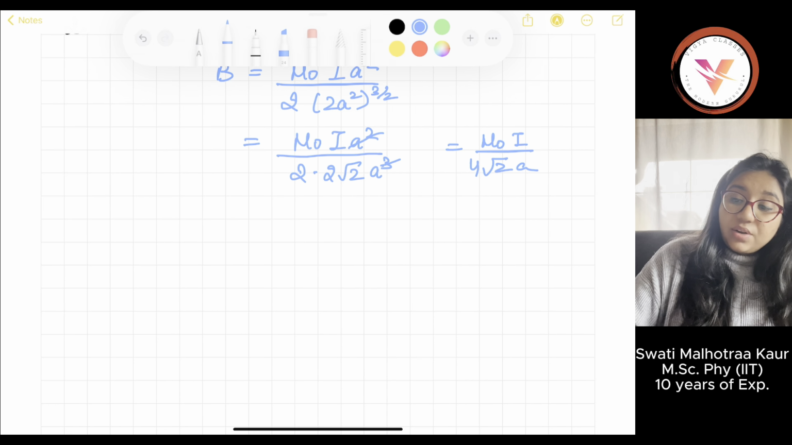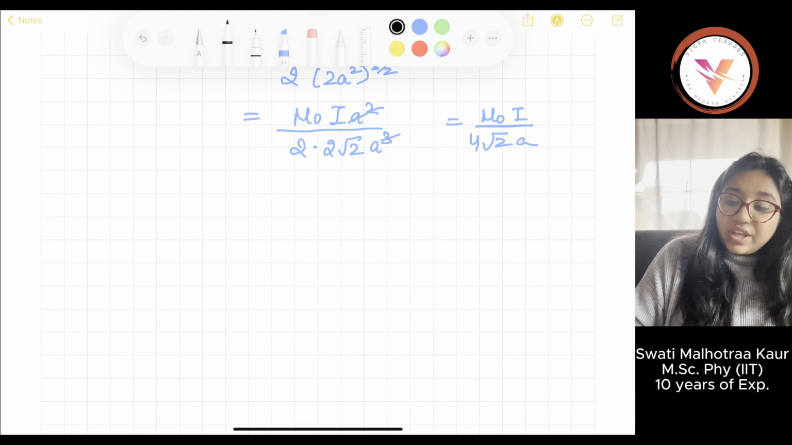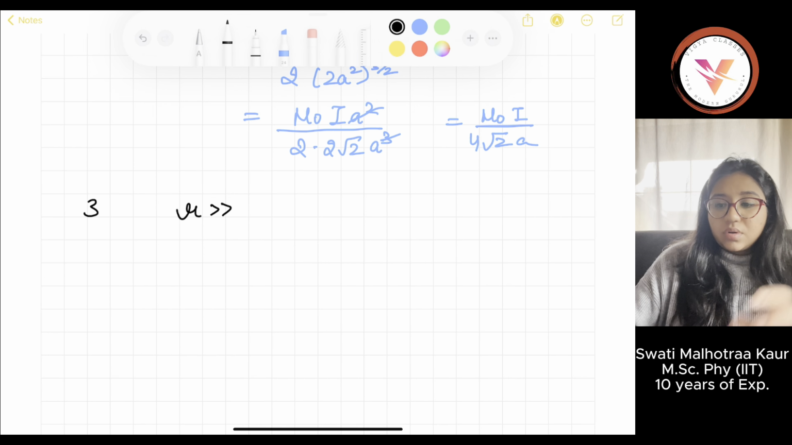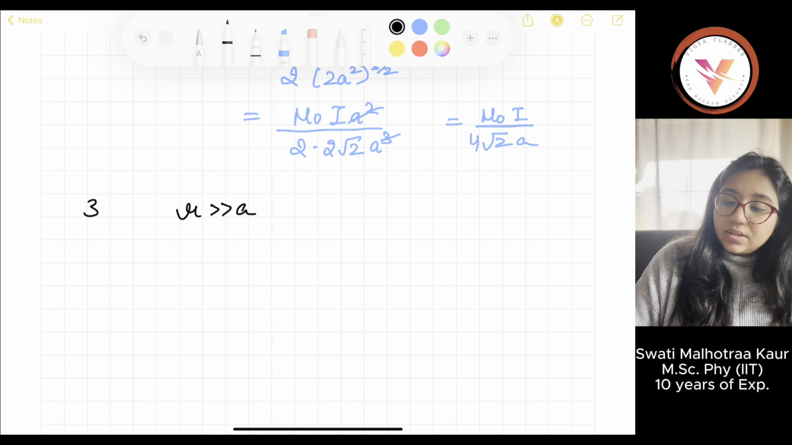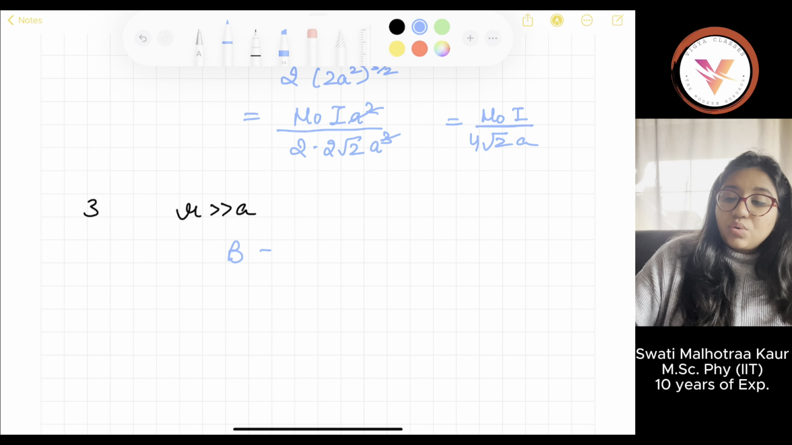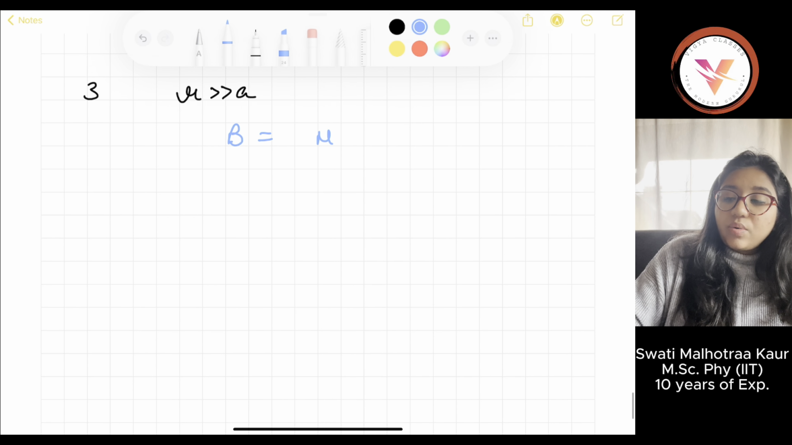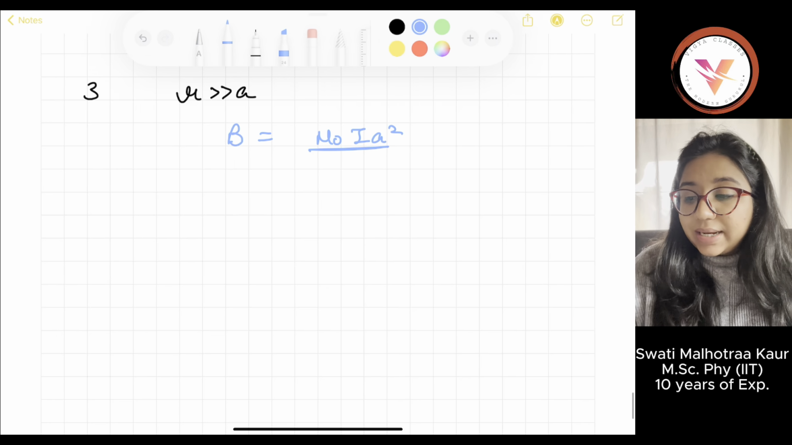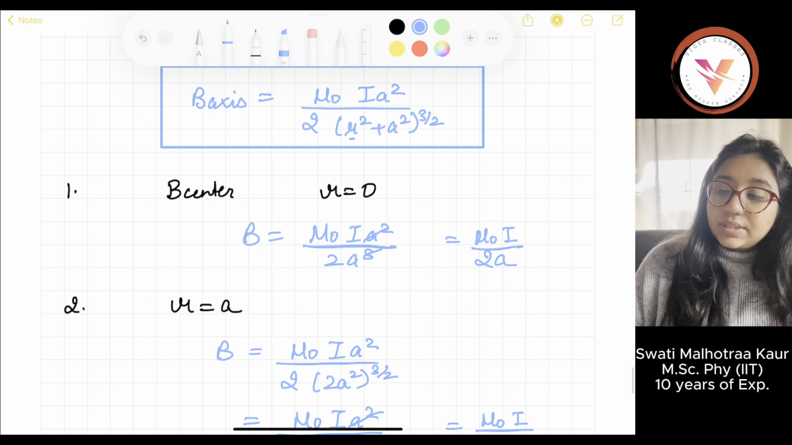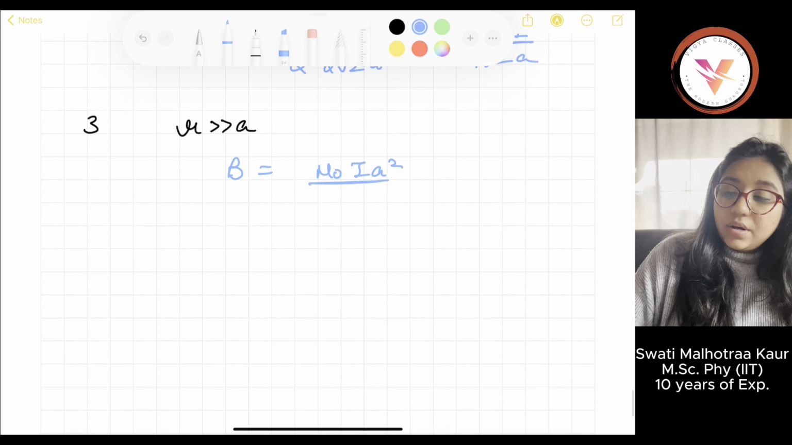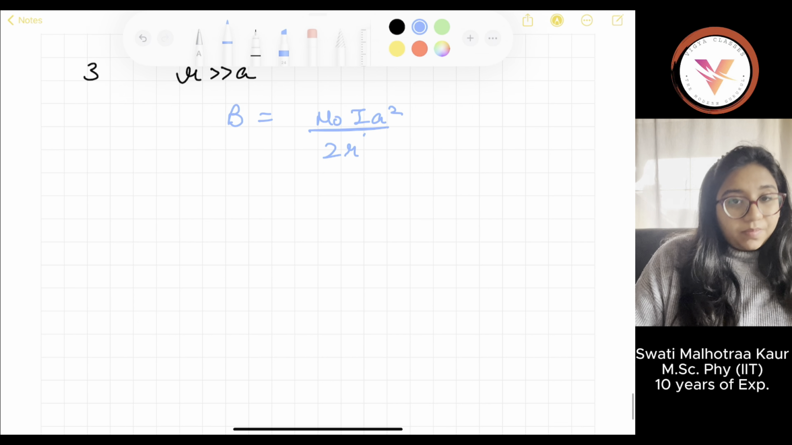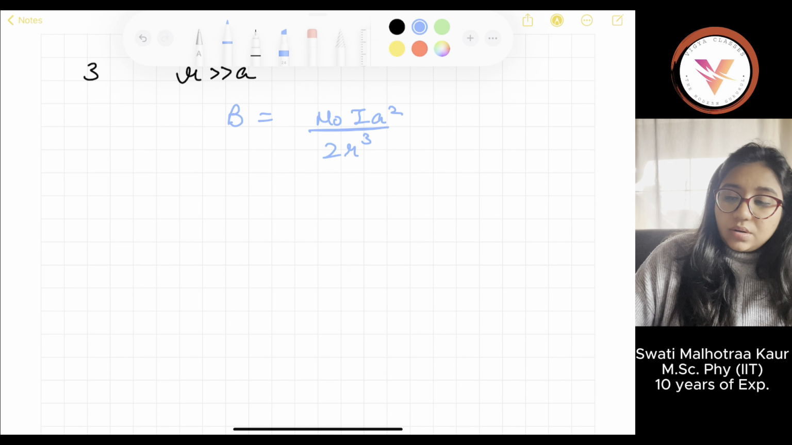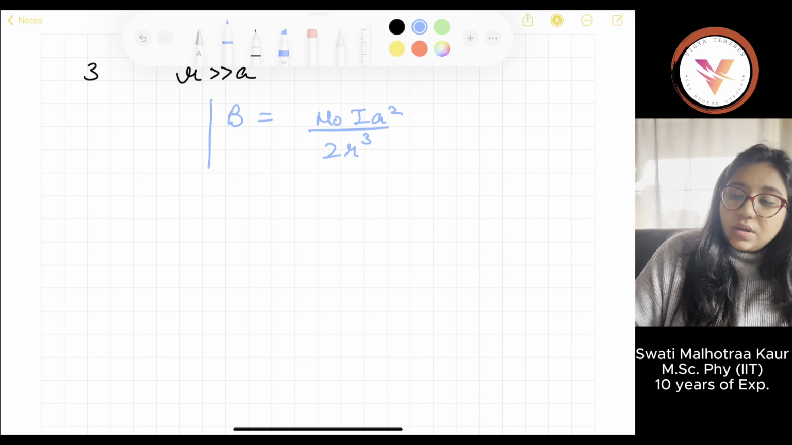And if you have taken a very large distance, that r is very, very greater than a, a very long distance, then your B would become mu naught I a square, and you have to neglect the value of a here. So it's simply over 2r to the power 3. Okay, so you can ignore a, and this is what your magnetic field is at a very large distance on the axis.